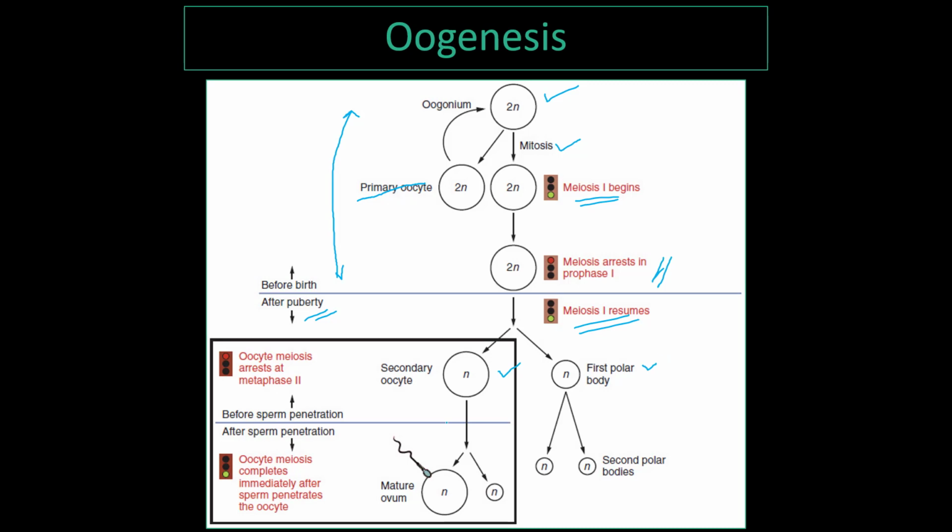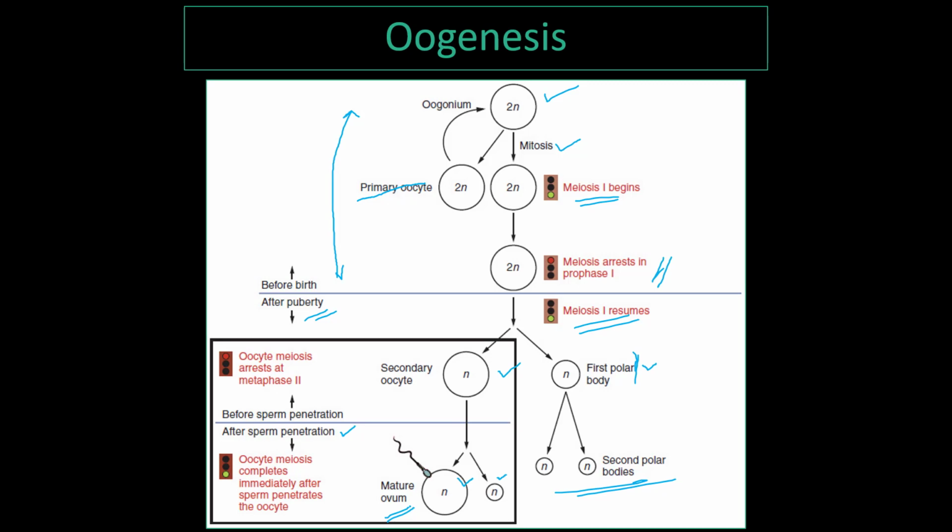Now after the sperm penetration, there is going to be the completion of meiosis 2, and you are going to get another unequal division with a larger mature ovum and the second polar body. Now the first polar body also divides and produces two more polar bodies, and all of these polar bodies are going to degenerate. So you can see a larger cell, that is a mature ovum, and smaller cells called the polar bodies at the end of the process of oogenesis.